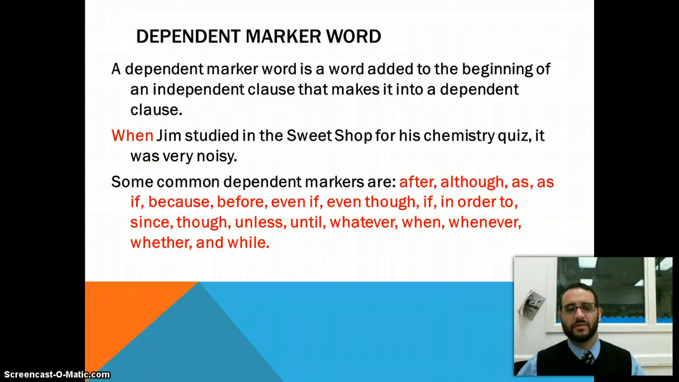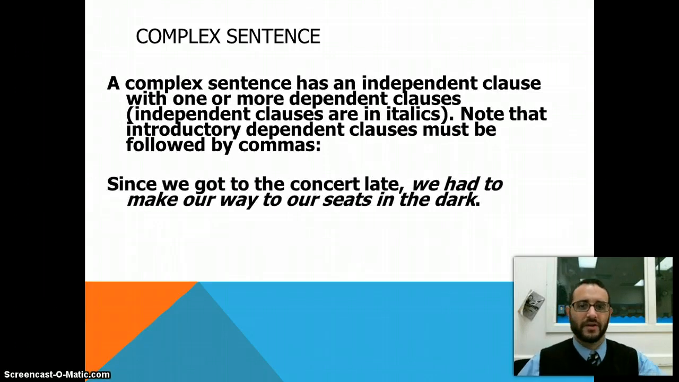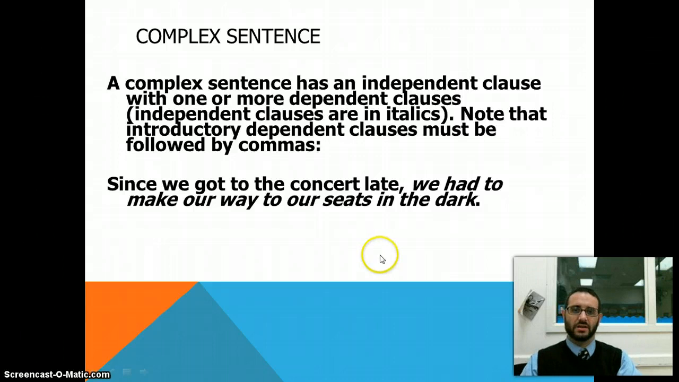And here are some of the common dependent markers: after, although, as if, because, before, even. Okay, and you can read the rest. A complex sentence has an independent clause with one or more dependent clauses. Again, note, if your dependent clause is in the beginning of your sentence, you need a comma. Since we got to the concert late, comma, we had to make our way to our seats. All right? The dependent clause is at the beginning because of that word since, and your independent clause is at the end, so you need a comma.